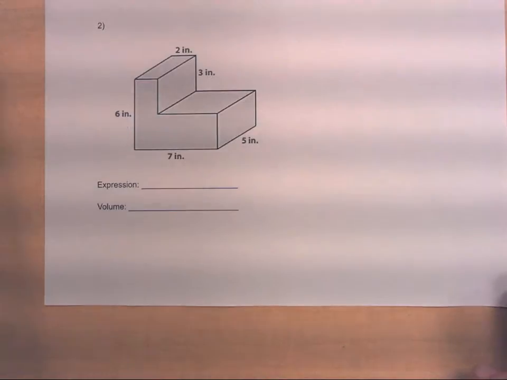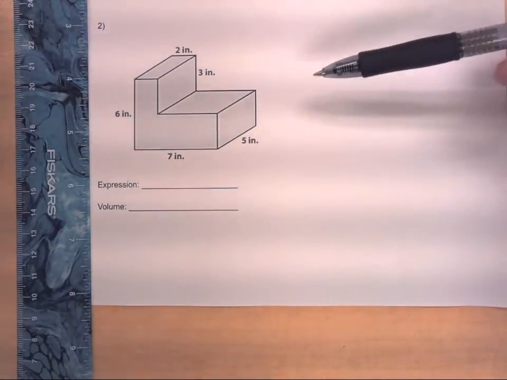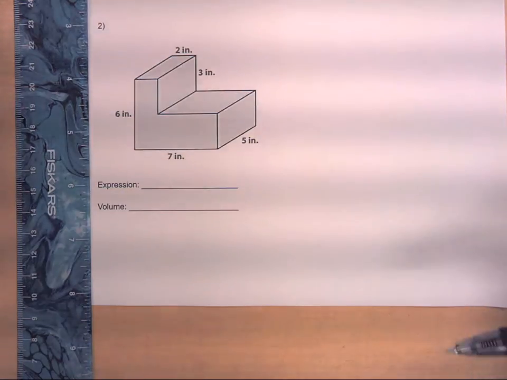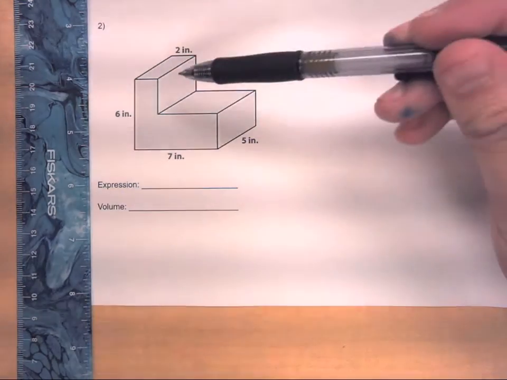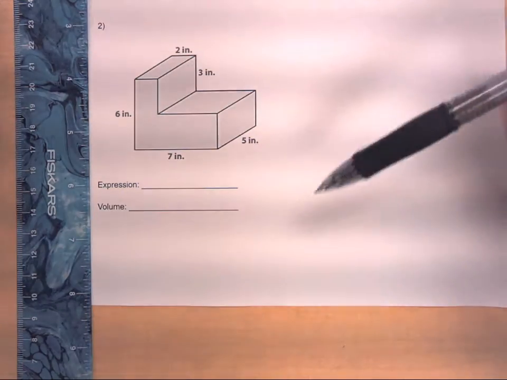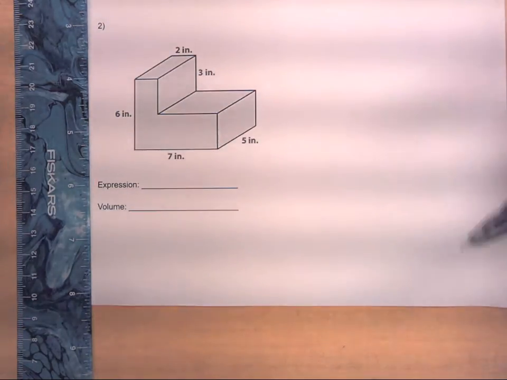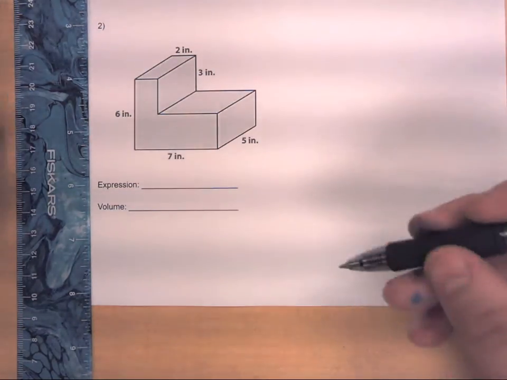So, if we want to find the volume of this entire composite figure, what we first need to do is break apart this figure into two prisms. And there's a couple different ways that can happen. I'll show you the first way.